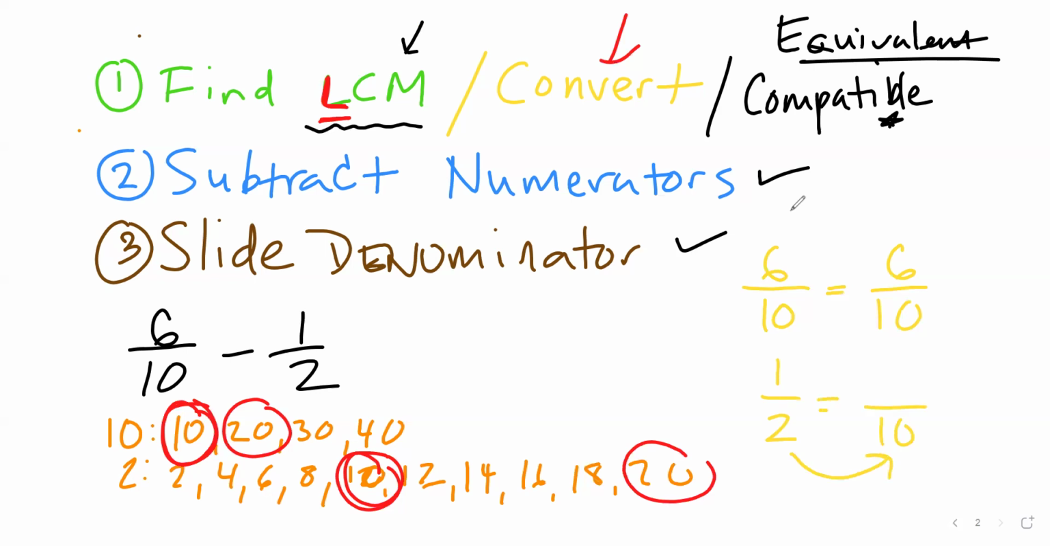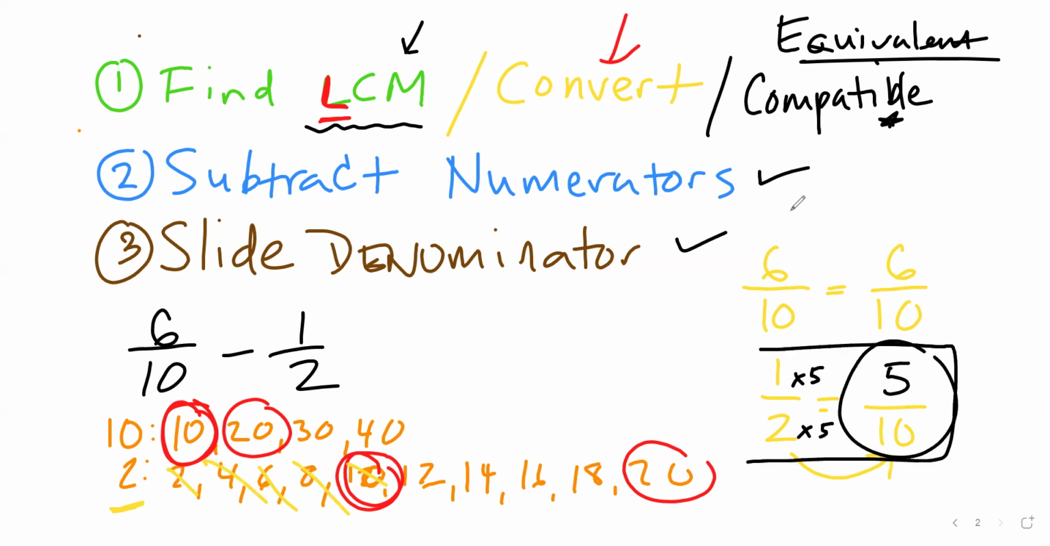So when we look down here at a half, how many times am I multiplying this 2 to get to 10? It's 1 time, 2 times, 3 times, 4 times, 5 times. And that's what we're doing. We're saying that 2 times 5 gets me 10. And if I'm going to multiply the denominator by 5, I need to multiply the numerator by 5 because, again, this doesn't change its value. It just changes how many pieces I have or the size of the piece, because 1/2 now converts to 5/10. So again, these are equivalent.